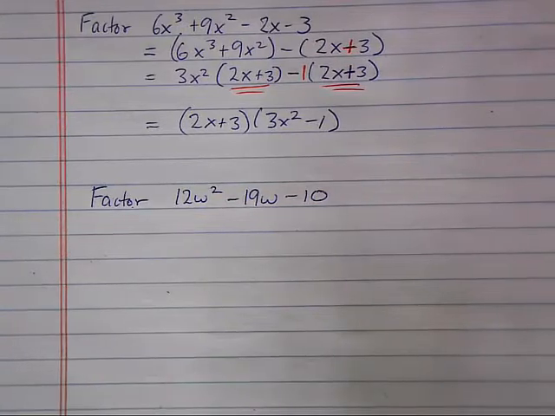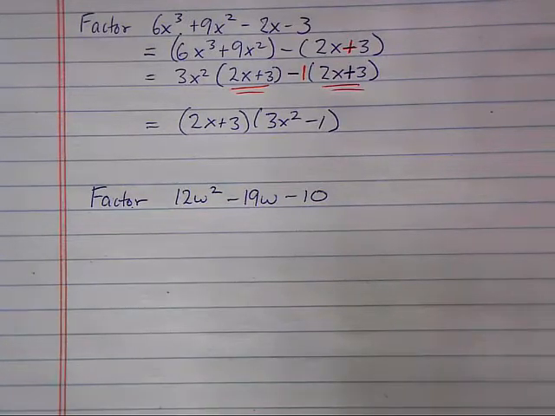How many pieces are there? 3. There are 3 pieces. And I noticed this time that the leading coefficient is not the number 1. What's the leading coefficient? It's the number 12. So I have 2 choices at this point. My 2 choices are, I can guess and check, or I can use grouping. And let's try the guess and check method first.